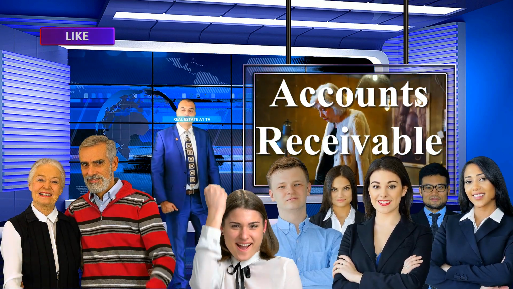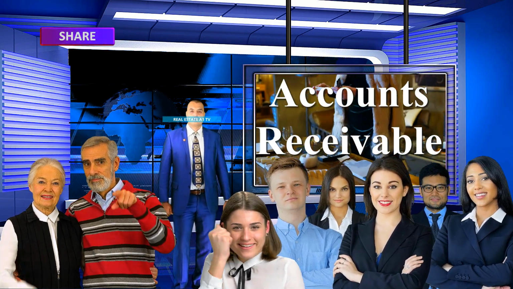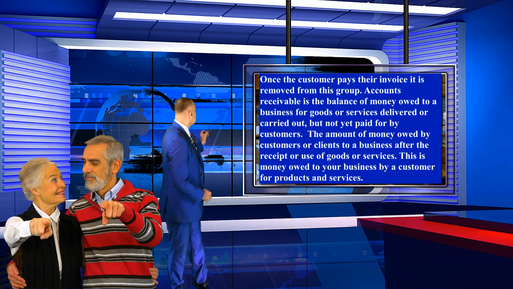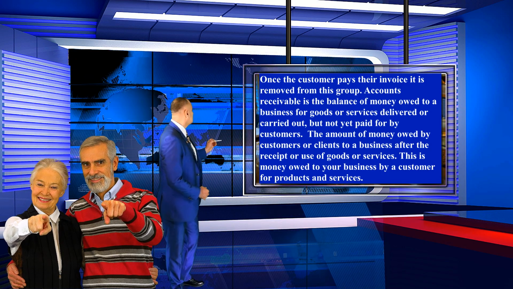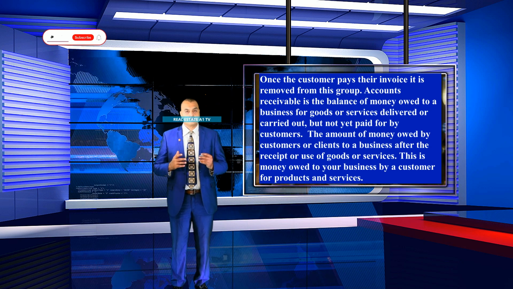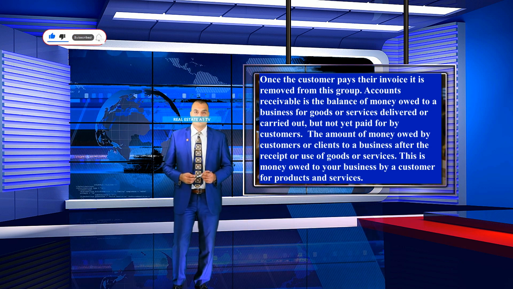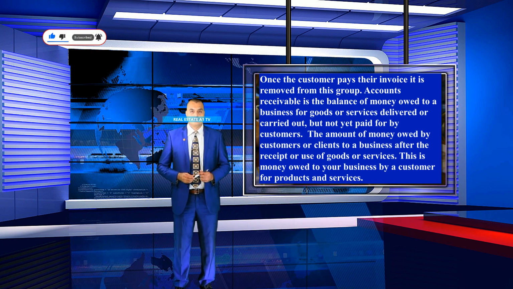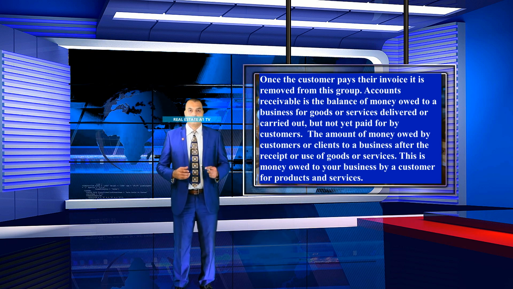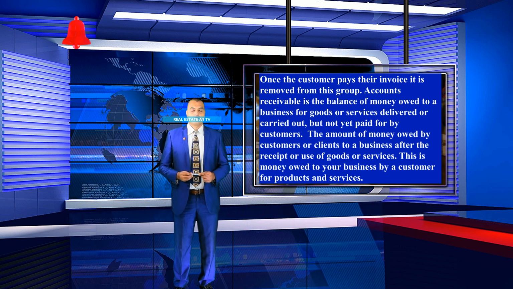Unpaid sales invoices, that is money owed to the business by customers, are grouped under accounts receivable, AR for short, and are found on the balance sheet as an asset. Once the customer pays their invoice, it is removed from this group. Accounts receivable is the balance of money owed to a business for goods or services delivered or carried out, but not yet paid for by customers. The amount of money owed by customers or clients to a business after the receipt or use of goods or services. This is money owed to your business by a customer for products and services.